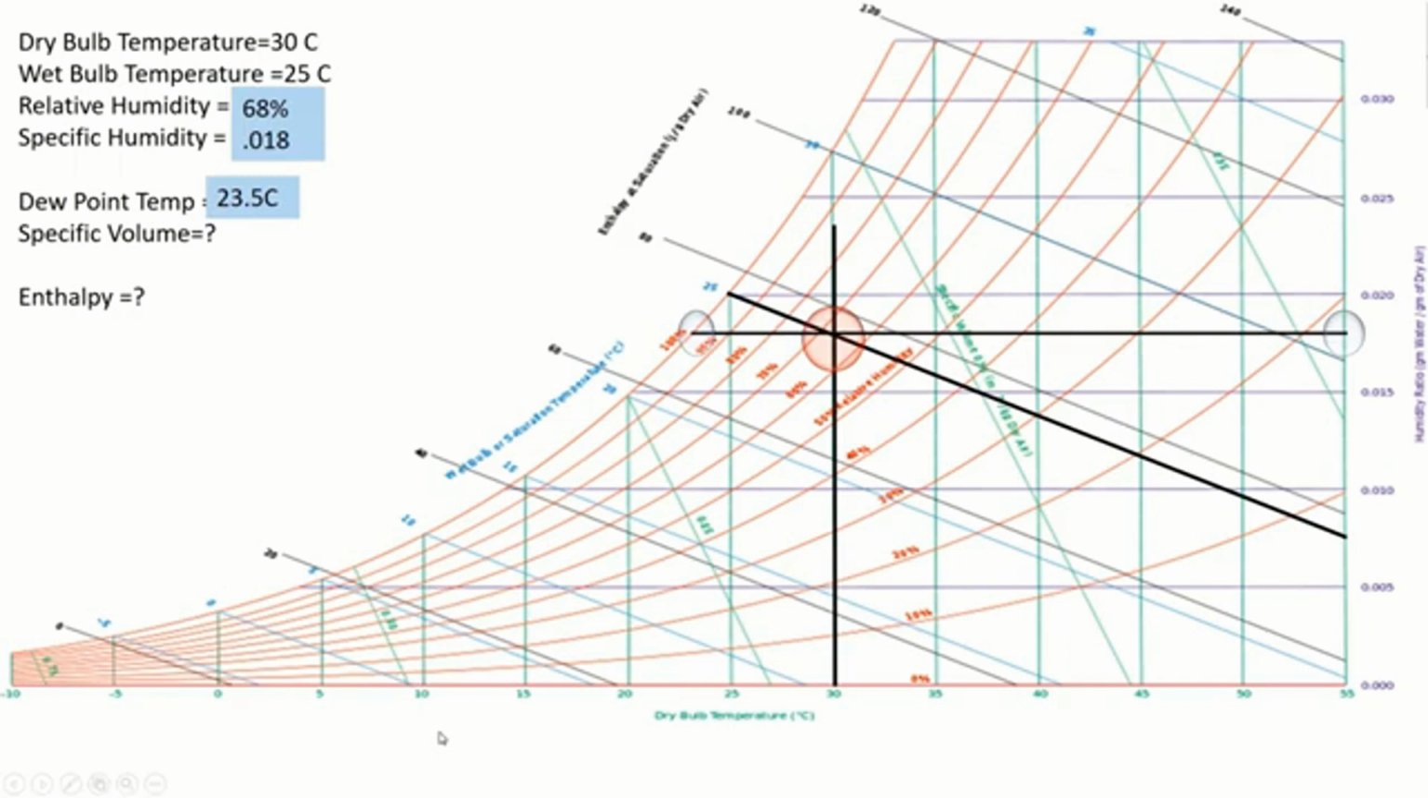For specific volume, where are my specific volume lines? These are my specific volume lines, 0.80, 0.85 and 0.95. I draw a line parallel to these lines, and I find that my specific volume line is between 0.85 and 0.90, but nearest to 0.90. So my specific volume is around 0.88 meter cube per gram. Let's find enthalpy. From the point of intersection, I will draw a line parallel to the enthalpy lines towards the scale. Then my value is between 60 and 80, but very near to 80. So my enthalpy is around 75 joule per gram. So I think guys, you have understood how to use a psychometric chart.